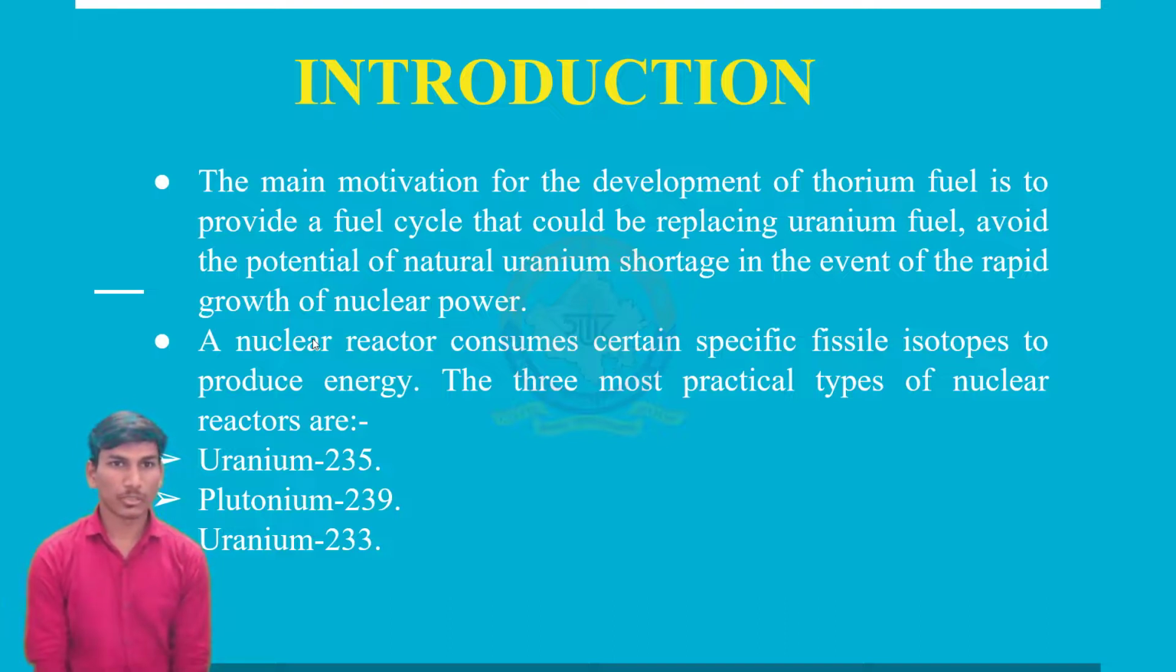A nuclear reactor consumes certain specific fissile isotopes to produce energy. The three most practical types are: uranium-235, purified, that is enriched from the amount of uranium-235 in natural mined uranium; plutonium-239, transmuted from uranium-238 obtained from natural mined uranium; and uranium-233, transmuted from thorium-232 derived from natural mined thorium.